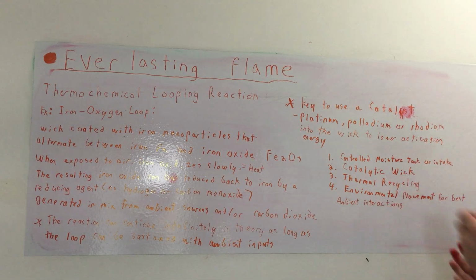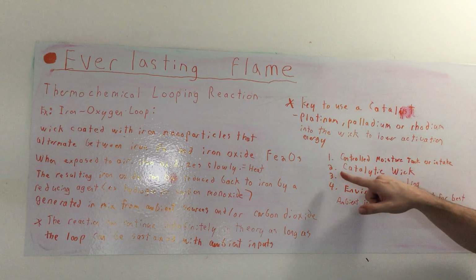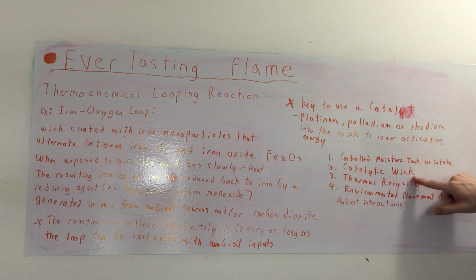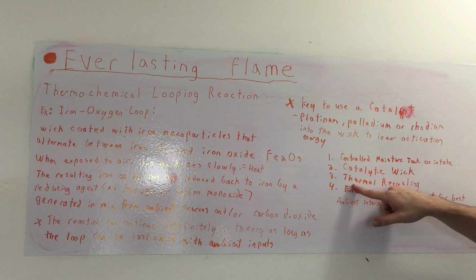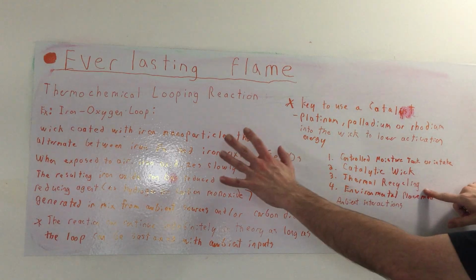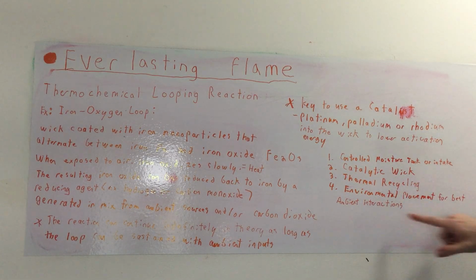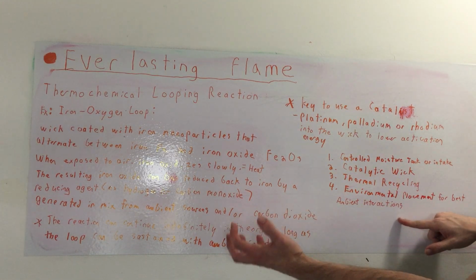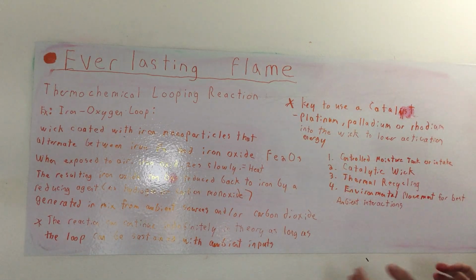So summarizing it, we want a controlled moisture tank or intake. We want a catalytic wick, as we described here. And it's basically thermal recycling is a big part of this. And of course, the environmental placement for best ambient interaction means a lot, depending on what chemicals you're going to use and whatnot.